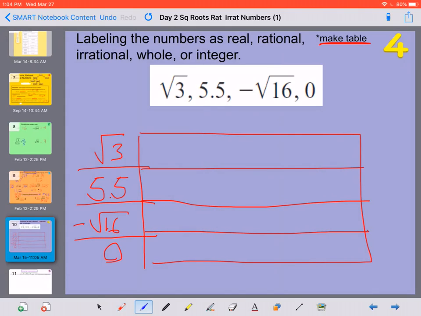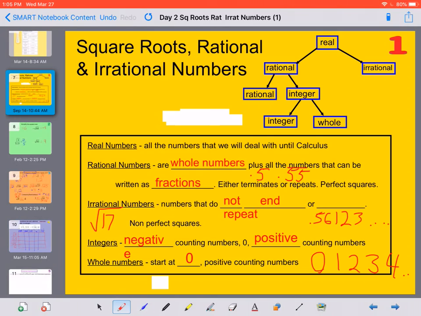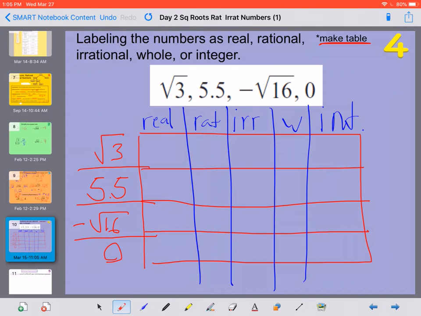Now we're looking to see if it's real, rational, irrational, whole, or an integer. Now it could be multiple of these. It doesn't have to be just one. Now, if I go back to here, I see that real numbers are all the numbers we deal with in calculus. So all of these are going to be real. Every number we're dealing with right here is a real number.